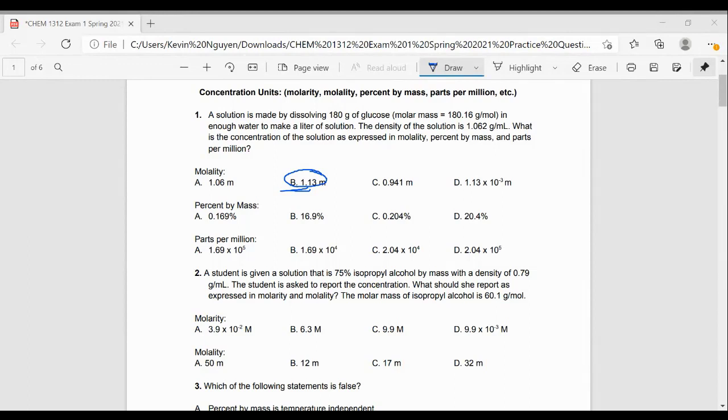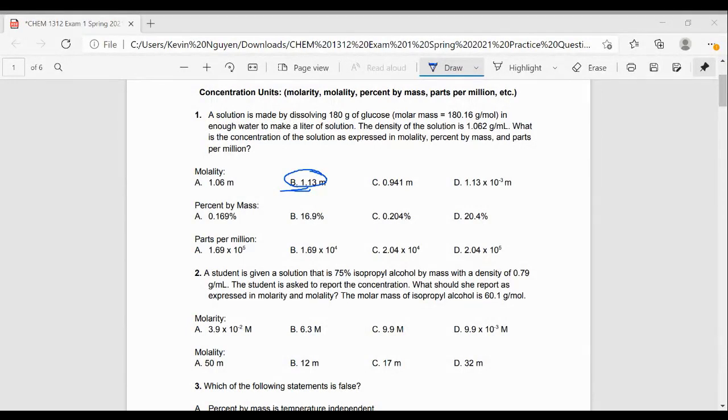All right, so moving on to the second part, second question. Okay, so it looks like a student is given 75% alcohol by mass with a density of 0.79 grams per milliliter. The student is asked to find the concentration. What should she report expressed in molarity and molality? And they give us the molar mass of isopropyl alcohol. Okay, so doing number 2.